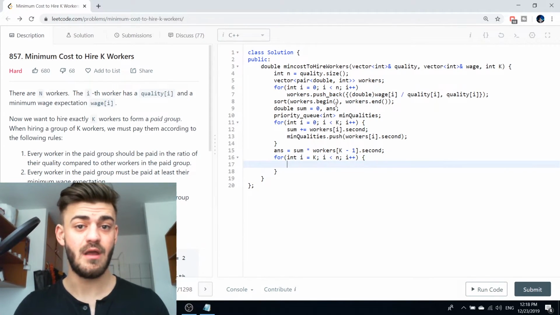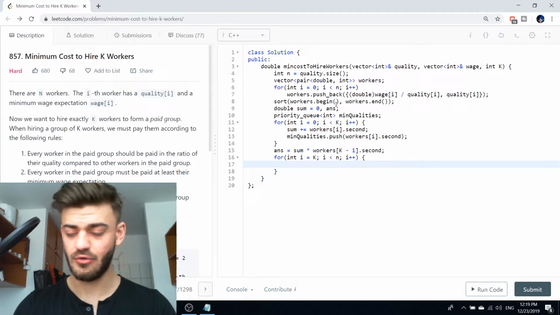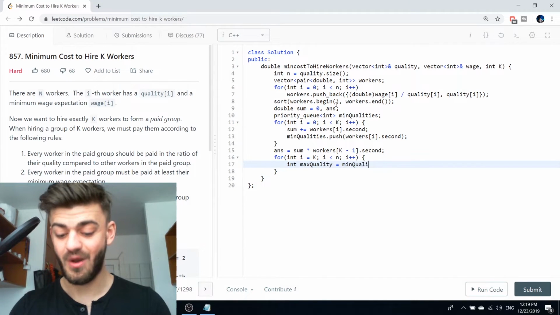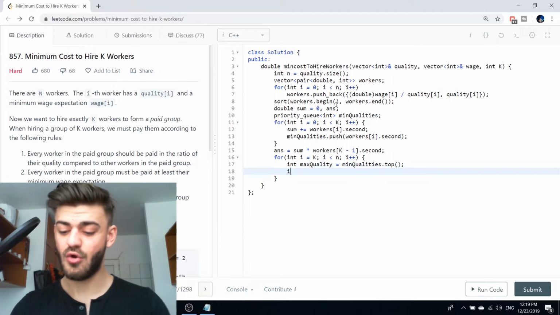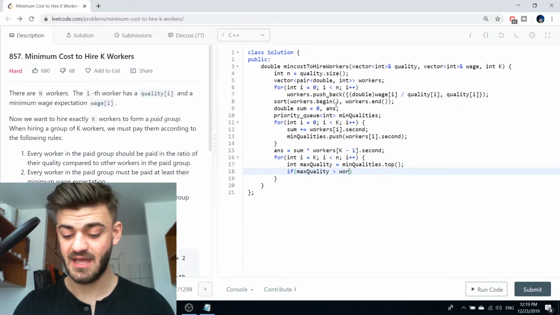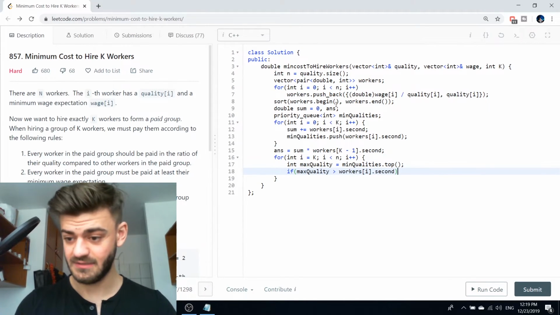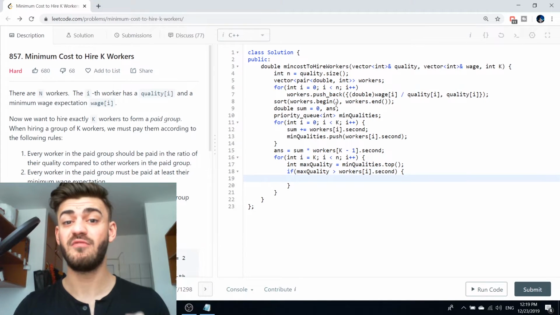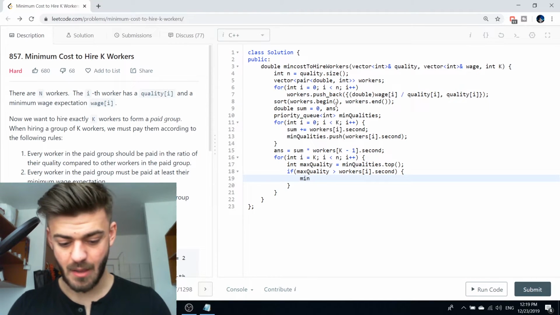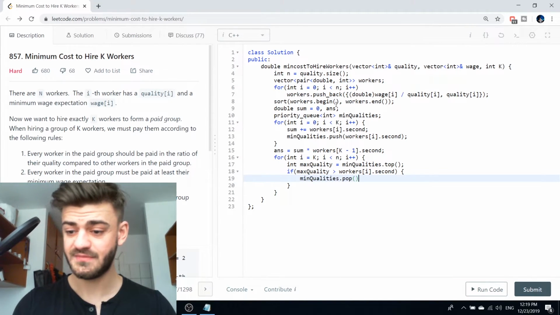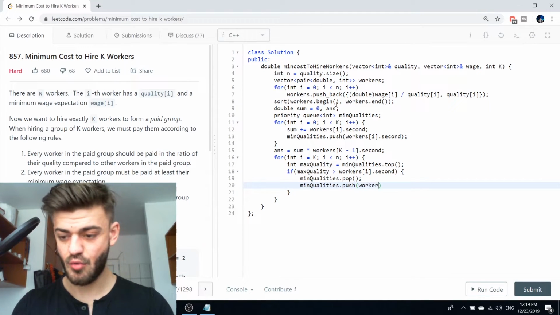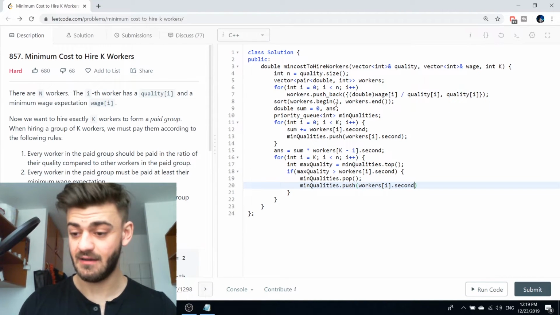And what shall we do here? We will take the maximum quality from our priority queue. So integer max quality is min qualities dot top. We are comparing this max quality and see if it's actually greater than workers of i dot second, and if that is the case, we shall remove it and insert the new one. So we are going to have here min qualities dot pop, so remove that one, min qualities dot push of the new one, workers of i dot second, right?